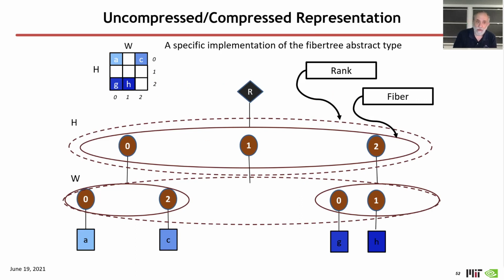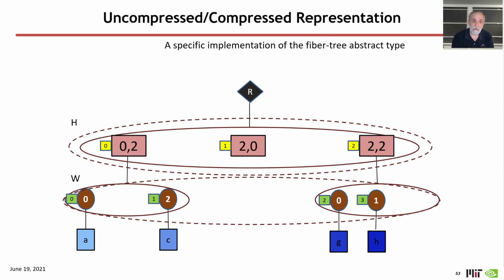Okay, so what I'm going to do is go through an example of a representation, and it's going to be an uncompressed, compressed representation of a rank 2 tensor. Here's my example. The top rank I am going to represent in an uncompressed fashion, and I'm going to represent the bottom rank, each of the fibers, in a compressed fashion. So how do I do that?